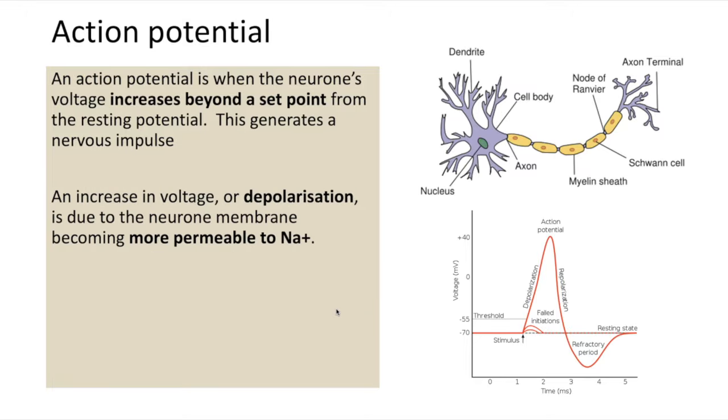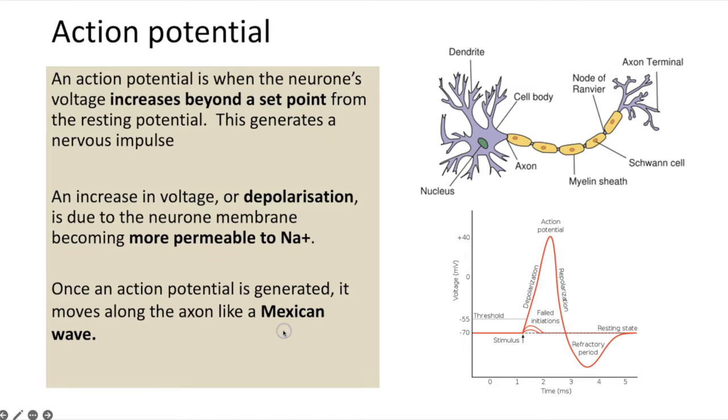So an increase in voltage, also known as depolarization, is due to the neuron membrane becoming more permeable to sodium ions, meaning more sodium ions are going to diffuse into the axon. And because those have a positive charge, that will bring that voltage to become more and more positive. So we go from minus 70 up to minus 55, which is more positive.